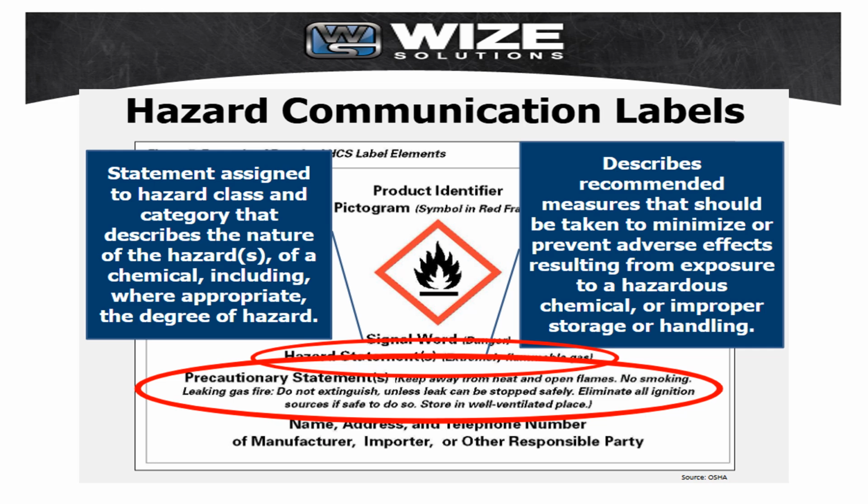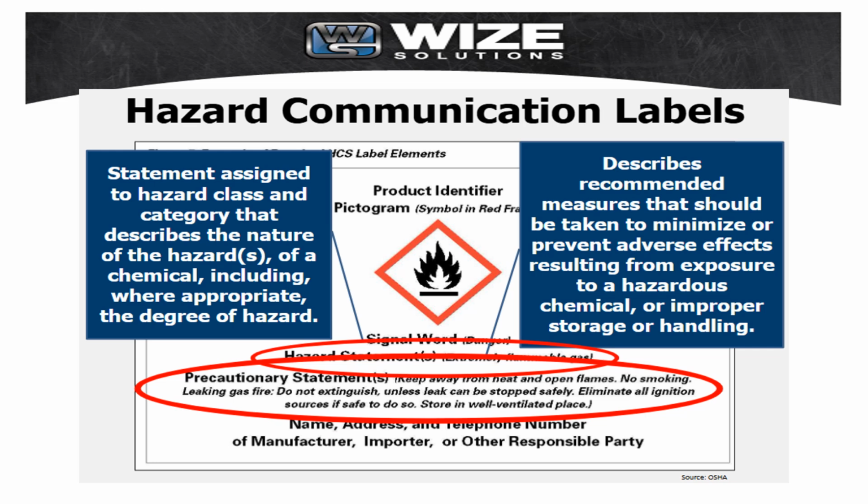The example, fatal if swallowed, is a hazard statement for acute oral toxicity. The hazard statement conveys that the chemical is severely toxic and ingestion of the chemical results in death, but for less toxic chemicals, the hazard statement may be toxic if swallowed or harmful if swallowed.